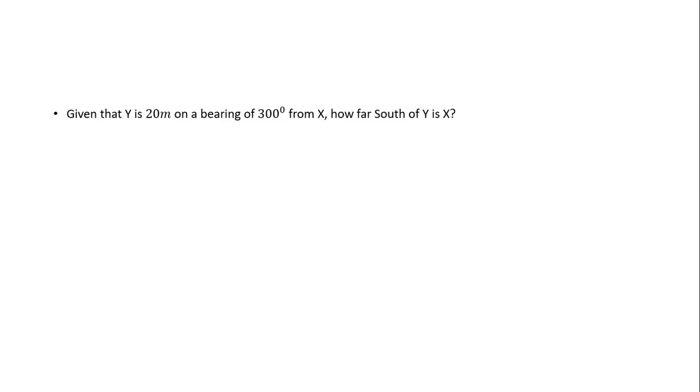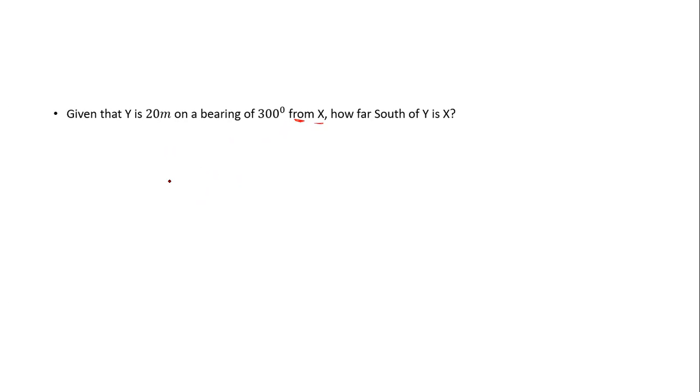Now we have a question here. Given that y is 20 meters on a bearing of 300 degrees from x, how far south of y is x? You can see we are moving gradually. So look at the question they asked here. They said, given that y is 20 meters on a bearing of 300 degrees from x. Don't forget, I have told you that the major thing you look for is from what? From x. So based on that, they assume that you already know where x is.